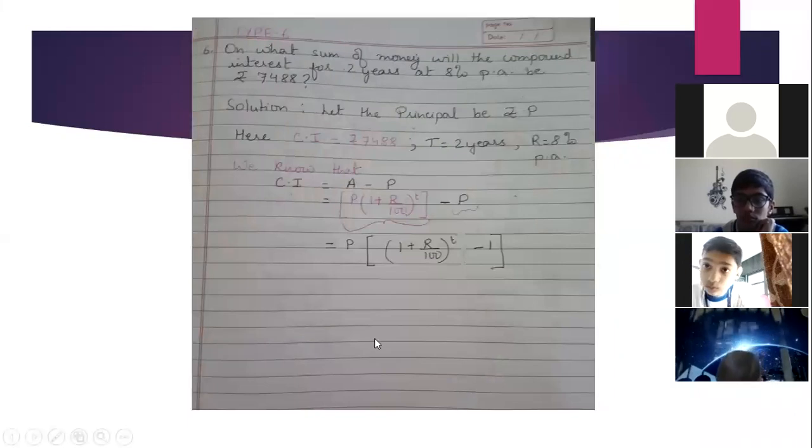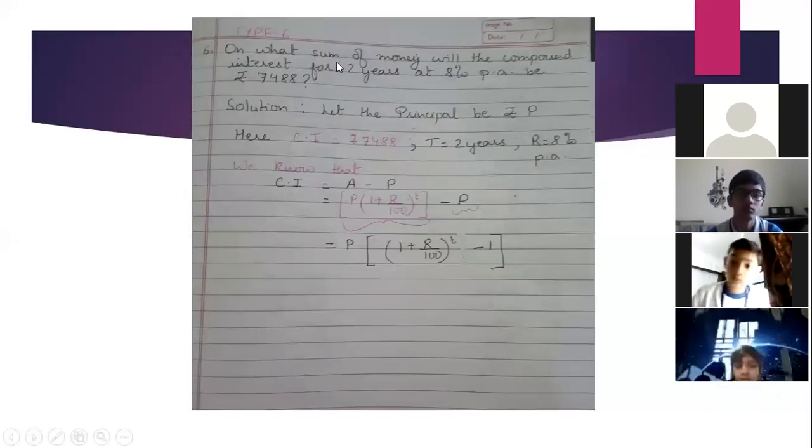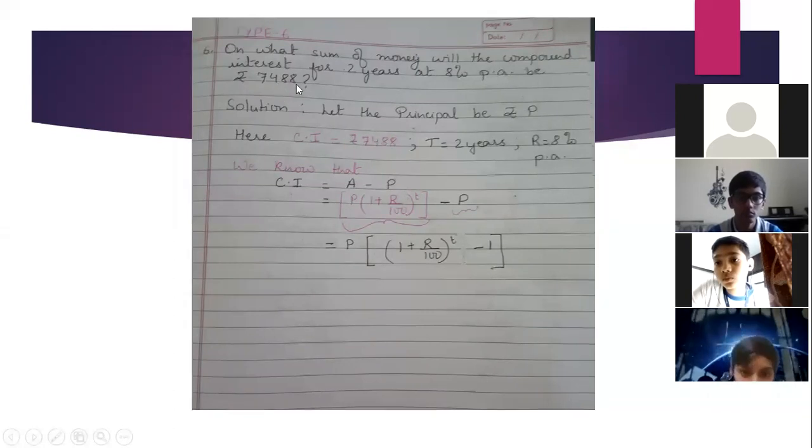This is type 6. Now here, children, there is a difference. Please pay attention. Don't write this question. I'm going to give it to you in the worksheet in the evening. So please don't write the question. Just understand what I'm saying. On what sum of money will the compound interest for 2 years at 8% per annum be rupees 7488? Very important. Here, on what sum of money means he is talking about principal. So your principal is missing. It will be the compound interest. So this 7488 is not amount, it is compound interest.